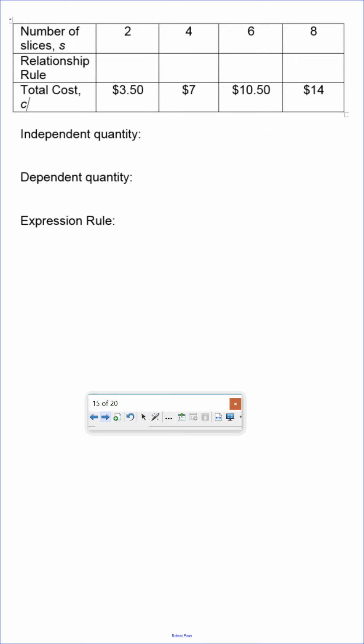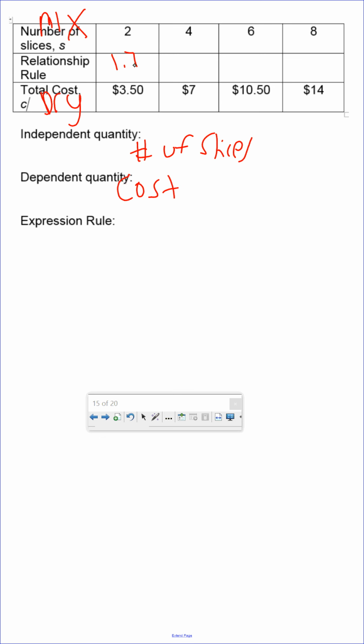Last but not least, what is the relationship between slices and total cost? If this is the y-axis and this is the x-axis, that means the independent is the number of slices. The dependent is the cost. So 2 slices cost $3.50. I believe each one will be $1.75.